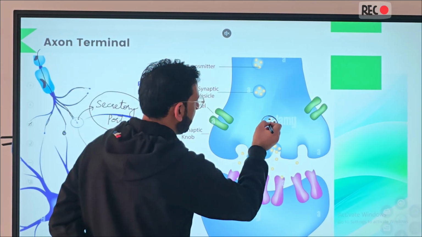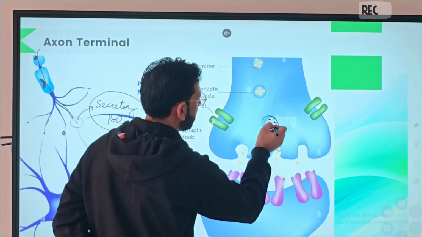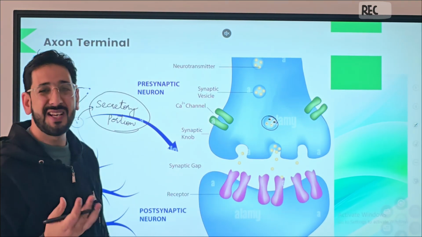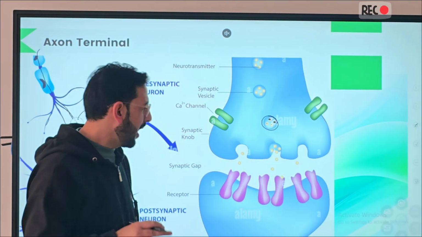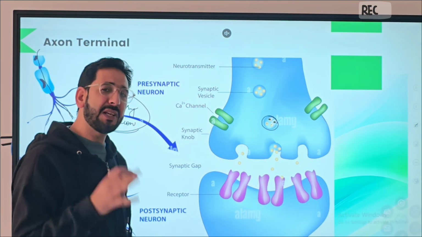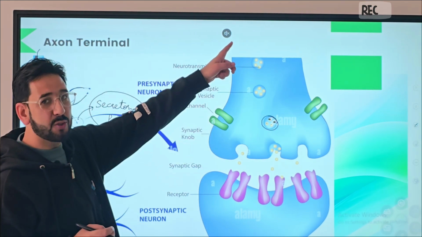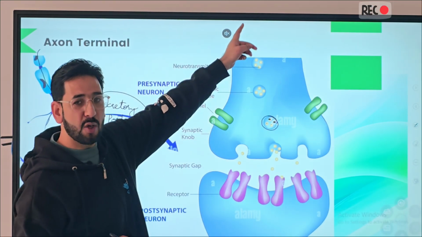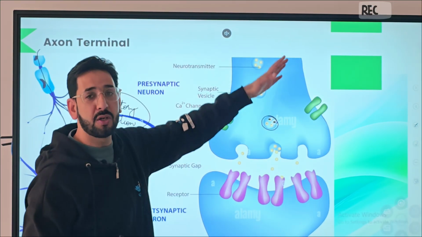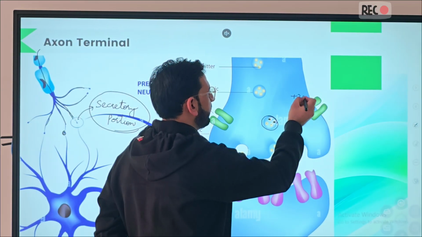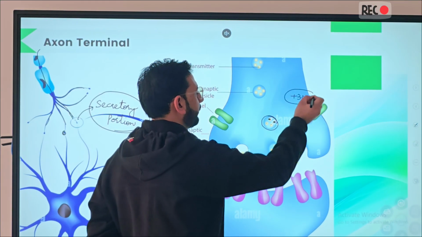Here is the vesicle, and this vesicle is containing these neurotransmitters. Okay, now they are stored in the vesicle. Now, once the action potential that was generated in the axon hillock is conducted down the axon towards the axon terminal, for example, plus 30 millivolt will reach the axon terminal.